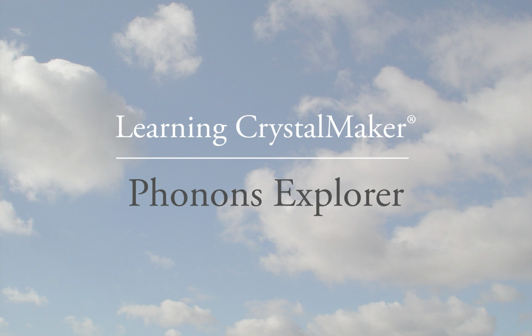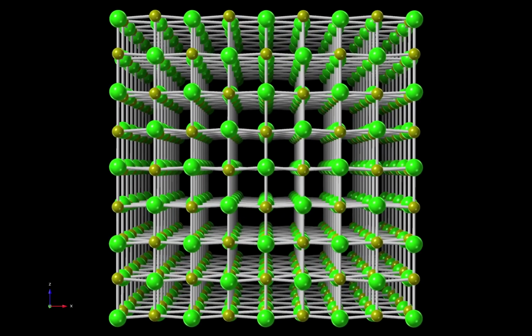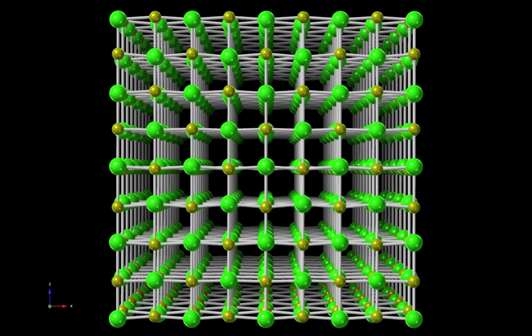Welcome to CrystalMaker 11. This tutorial introduces you to the Phonons Explorer, which we added in CrystalMaker 11. A crystal structure can be viewed as a system of springs connecting atoms in space, with the springs' force constants derived from interatomic potentials. We use these to compute vibrational modes throughout reciprocal space. These are traveling waves called phonons.